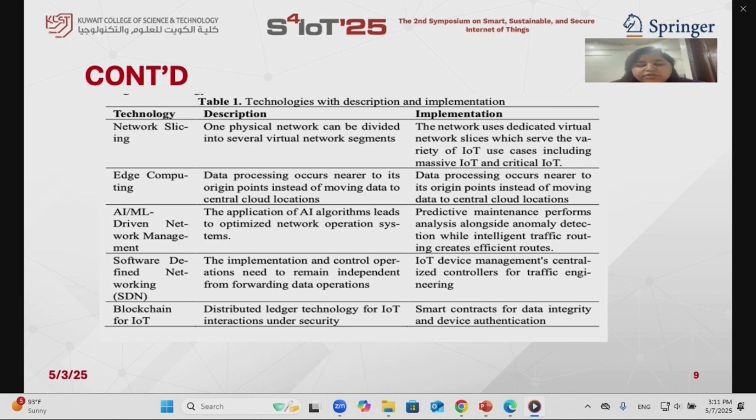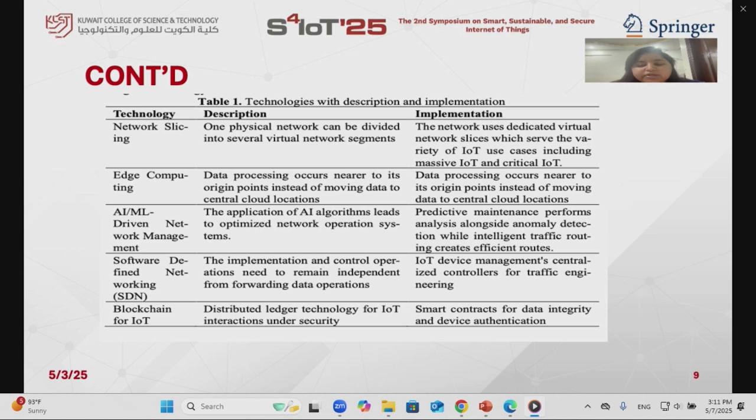The first technology is network slicing. In network slicing, one physical network can be divided into several virtual network segments. In its implementation, the network uses dedicated virtual networks and slices them to serve a variety of IoT use cases, including massive IoT and critical IoT.